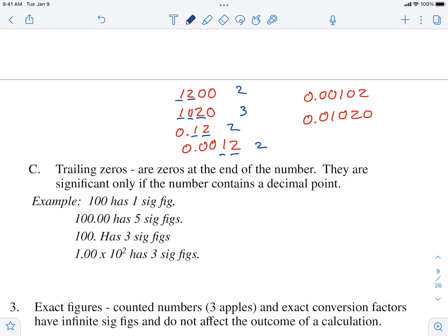All right, let's move over to the next example. 0.00102. What do we think? Elijah? 3. There are 3. 2 non-zeros, a trapped 0, and then 3 leading zeros, so only those underlined ones count. Okay, and the last one, Armand. Richard. 4. Yeah, why? There are 2 leading zeros. There's 1 trapped 0, and then there's a trailing 0 that's got a decimal. So it counts as a sig fig.